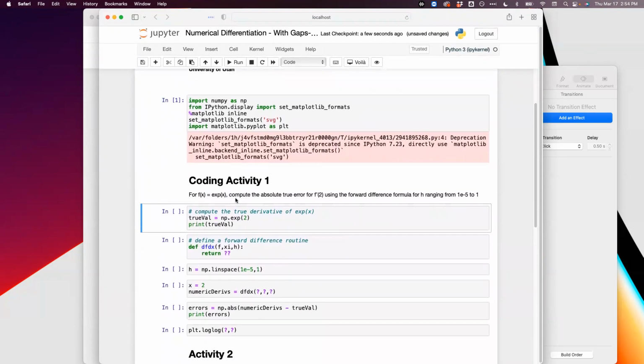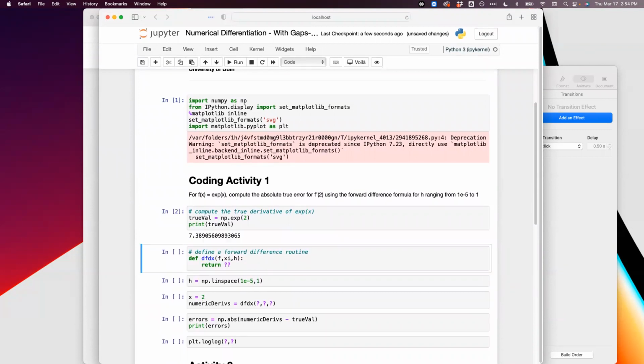First, I'm computing the true derivative of e to the x at 2. The derivative of e to the x is e to the x, and evaluated at 2 it is e squared, which gives you 7.39. Now you have to define the forward difference routine, which is f of x_i plus 1 minus f of x_i over the spacing. This routine takes in a function, the point at which you want to differentiate, and an arbitrary spacing h, because we want to play around with that h. We're going to keep cutting it in half until we get an idea of the error. So go ahead and implement this. Remember, f is a continuous function here. We're not doing discrete data yet.